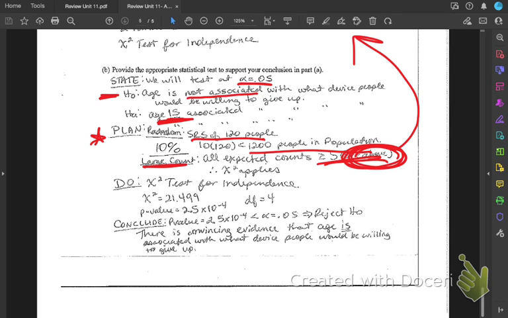Okay, all of our expected counts were greater than or equal to 5, so our chi-squared statistic applies. We're doing a chi-squared test for independence. We get a chi-squared statistic. Remember, you might still be on the matrix, right? To get back to the chi-squared, you just go back to stat test C. That'll take you right back to your chi-squared statistic and your p-value right there. P-value is less than alpha, so obviously we know what to do. P-value is low, reject that null hypothesis. There is convincing evidence that age is associated with what device people would be willing to give up.